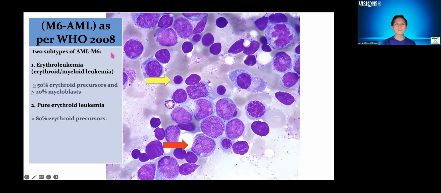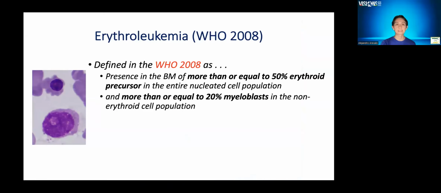Now, if you're going to review the criteria for M6 under the 2008 WHO, there are two subtypes. You have your erythroleukemia and your pure erythroid leukemia. For erythroleukemia, the criteria is that 50% or more should be your erythroid progenitor cells, and 20% or more would be your myeloblasts. For the pure erythroid leukemia, 80% or more should be your erythroid blasts.